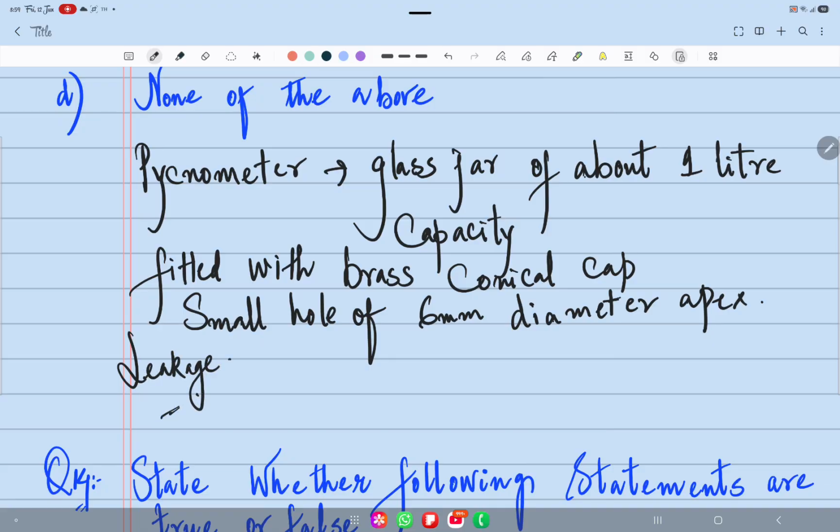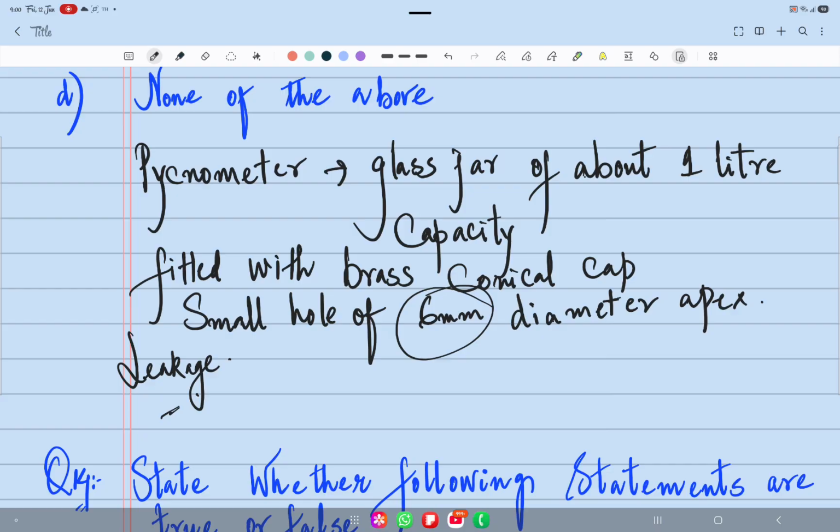So a pycnometer is typically a glass jar of about 1 liter capacity, fitted with a brass conical cap by means of a screw type cover, and this cap has a small hole of 6 mm diameter at its apex, and we fix a rubber or a fiber washer so as to prevent the leakage between the cap and the jar.